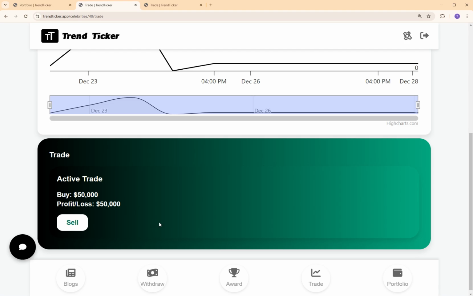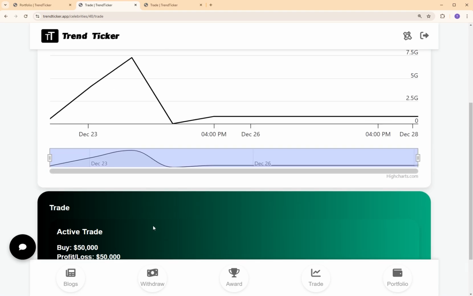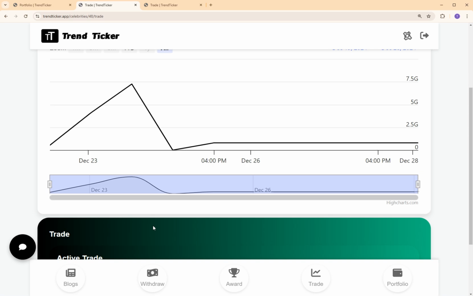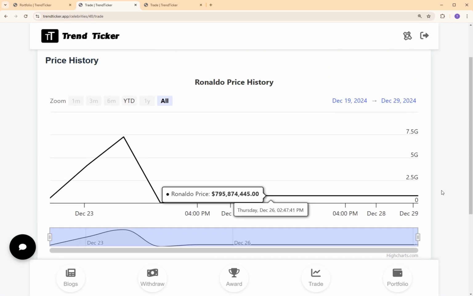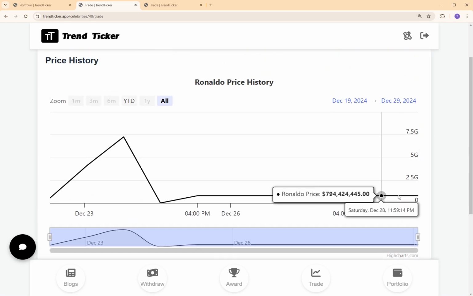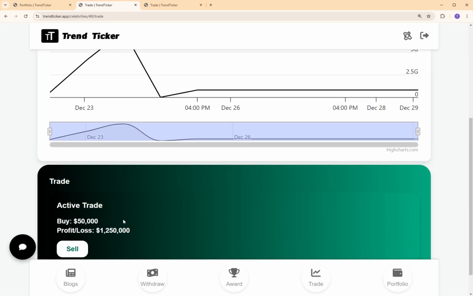Now, let's see how you can earn from trading. If you have an active trade of $50,000 and people start buying, let's watch the price. The chart will rise or fall based on the activity. Okay, the chart just moved, which means the price didn't go down. In fact, it went up. When we bought our trade, Cristiano Ronaldo's price was $794 million, and now it is $797 million. This means the profit on our investment is $1.2 million. Let me sell it to secure the profit.